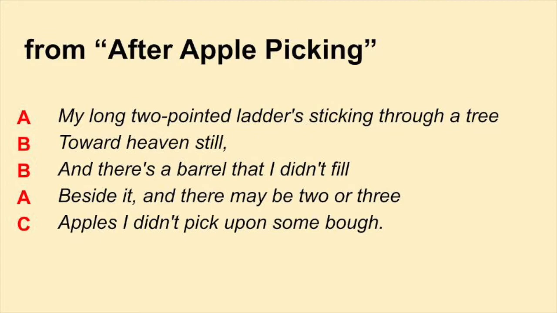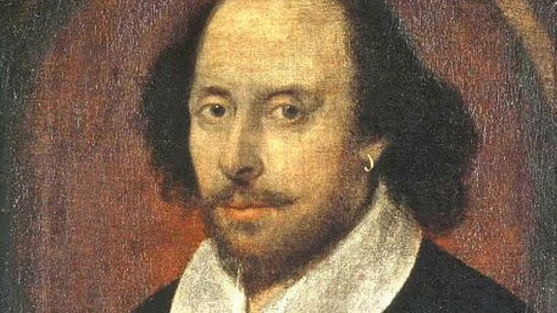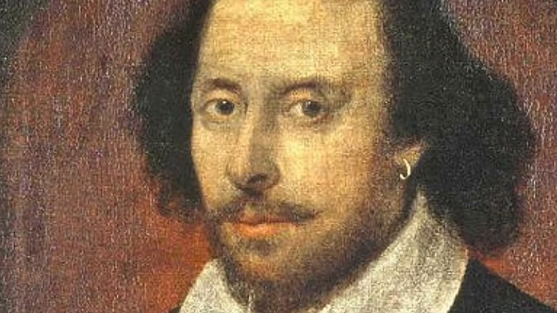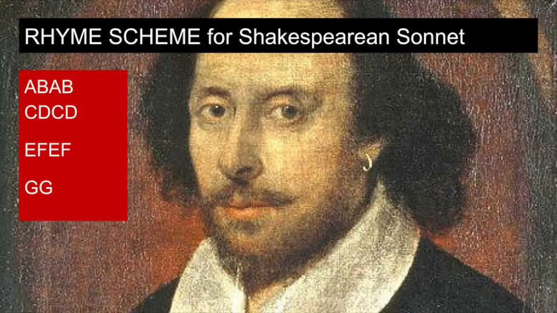Now, what rhyme scheme you choose depends on what kind of sonnet you want to write. The kind of sonnets we're going to be writing are Shakespearean sonnets, named for you-know-who, William Shakespeare. That means we'll be using the rhyme scheme ABAB, CDCD, EFEFGG, which gives us 14 lines.